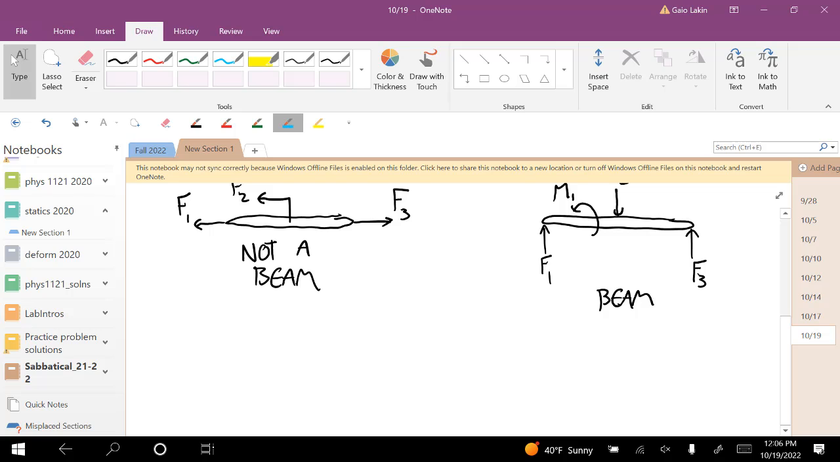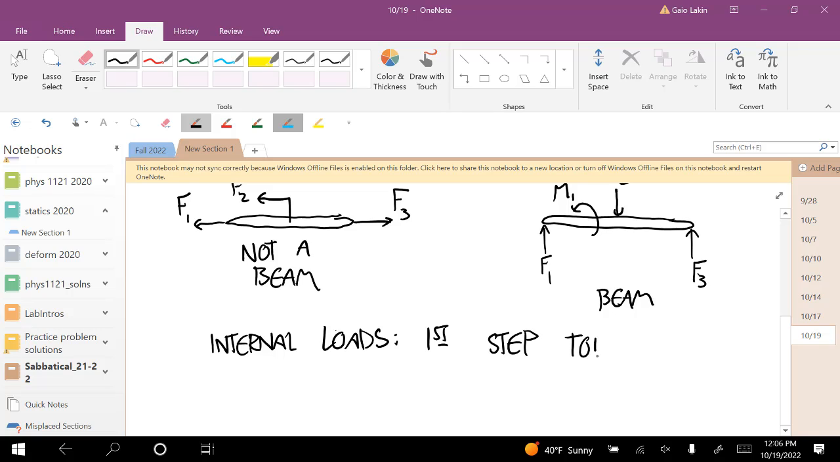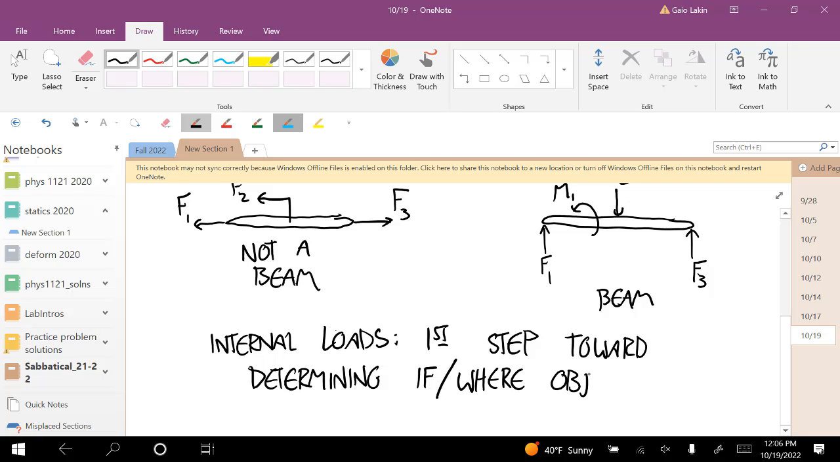Okay, so internal loads. You can think of this as the first step toward determining if and where an object will break.